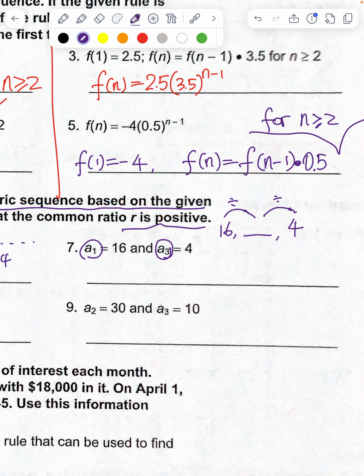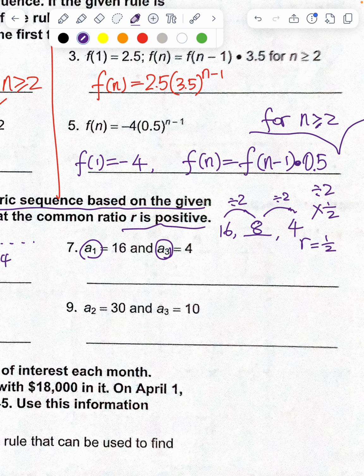I'm thinking, divided by 2? Let me try 2. So 16 divided by 2 is 8. 8 divided by 2 is 4. Oh, the common ratio is dividing by 2. But I need to change it to multiply. Divided by 2 is just equal to multiplying by 1/2. So the common ratio is 1/2.